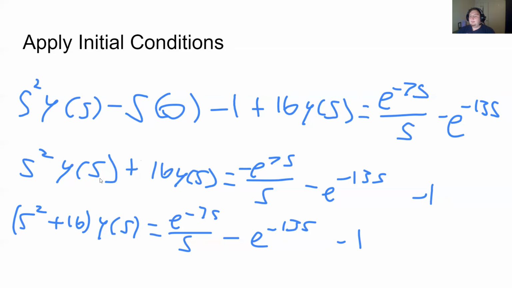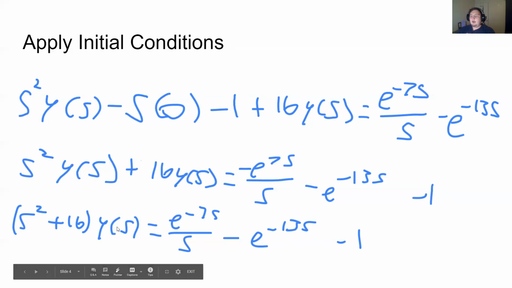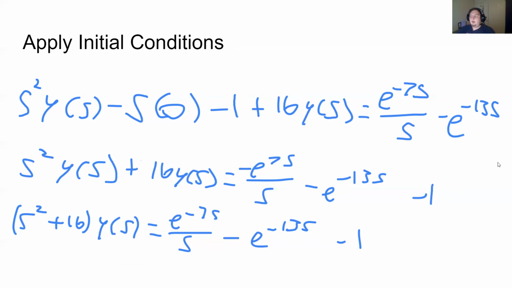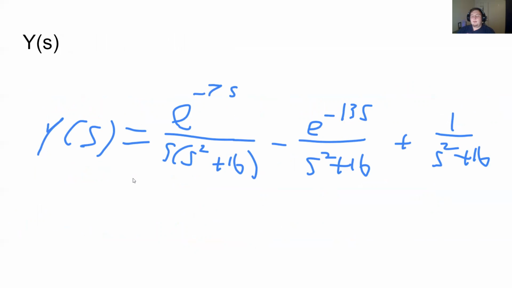Then we start to change this into the form we want. So s squared Y of s plus 16Y of s, we can pull out s squared plus 16 and we get Y of s right here. And now if we just divide both sides by s squared plus 16, we will get our equation in the form Y of s equals something. So we have solved for Y of s, and we've gotten Y of s equals e to the negative 7s divided by s times s squared plus 16, minus e to the negative 13s divided by s squared plus 16, plus 1 over s squared plus 16, a recurring term there.